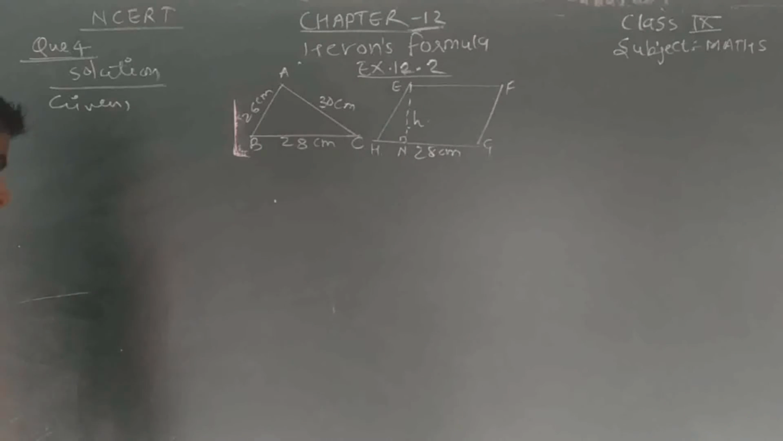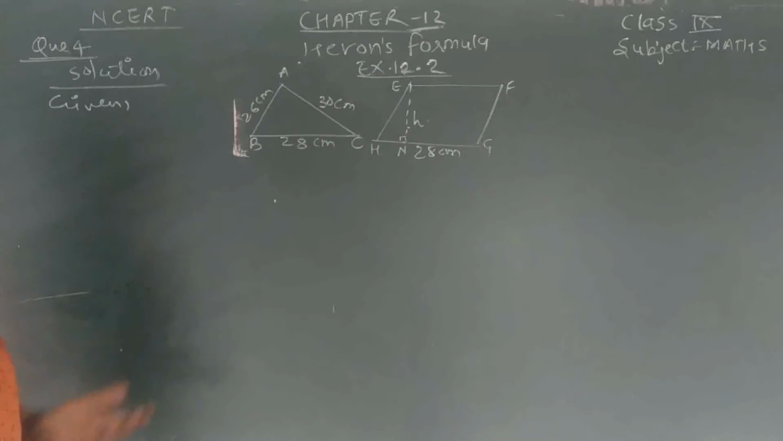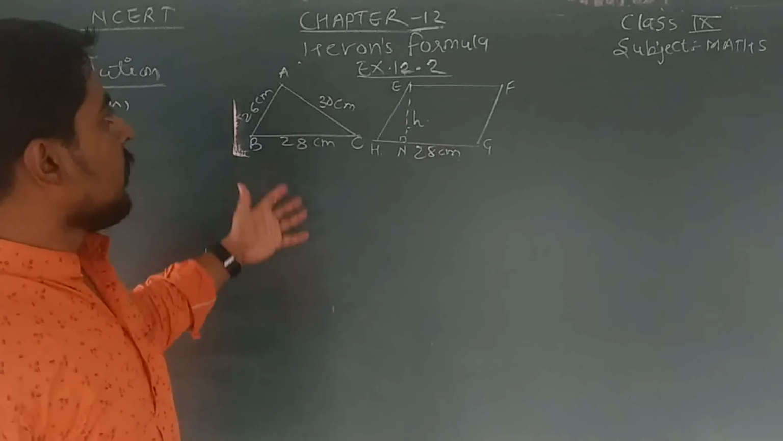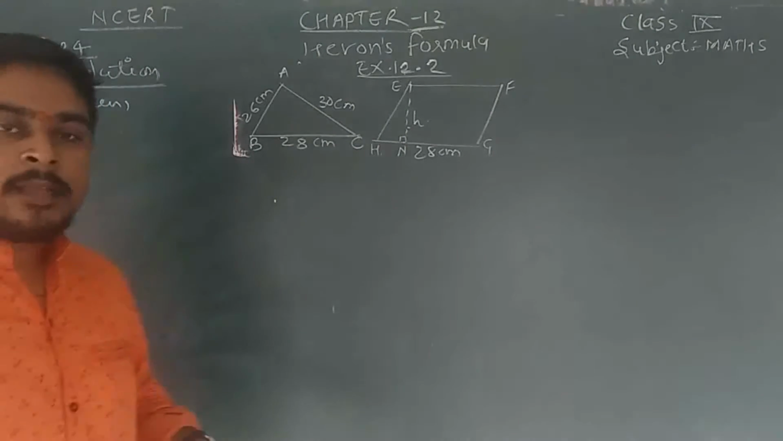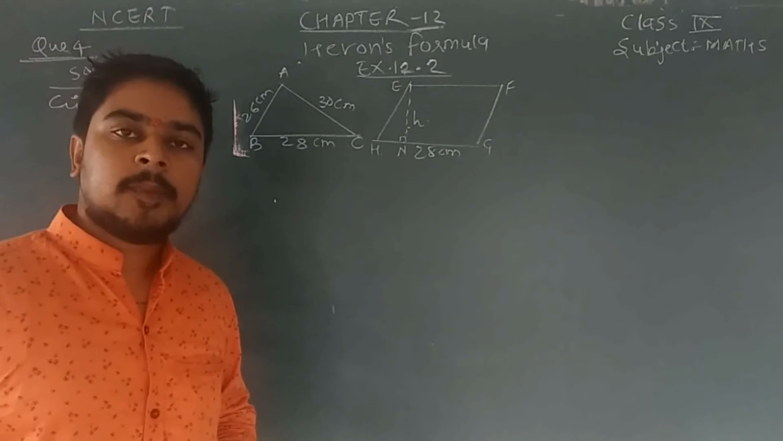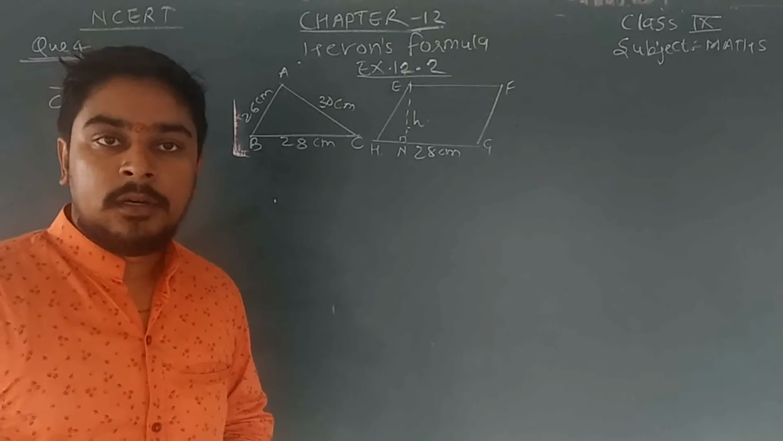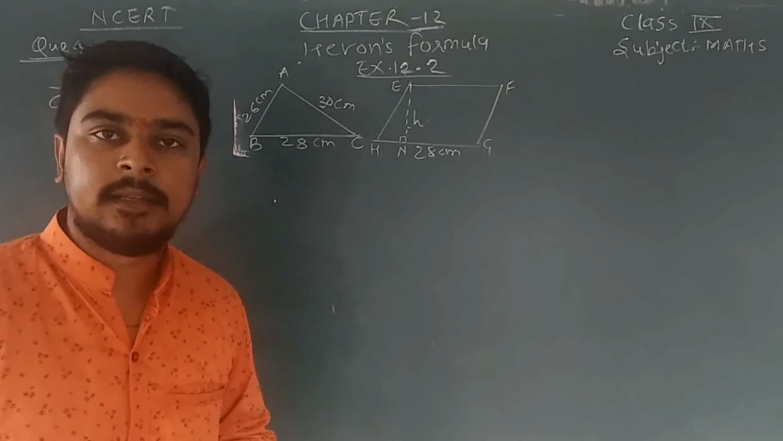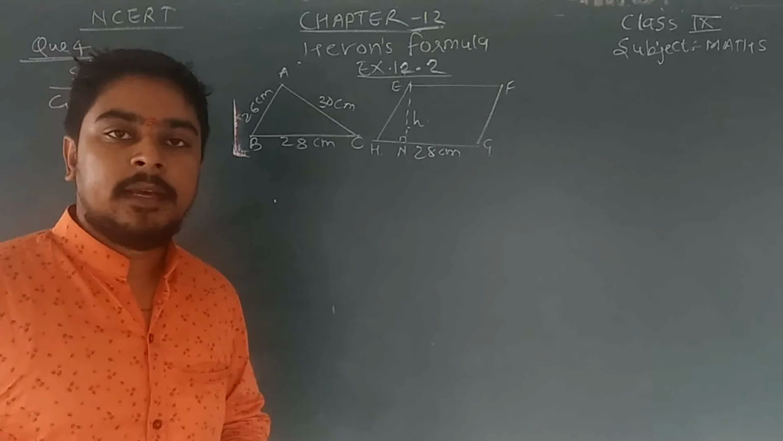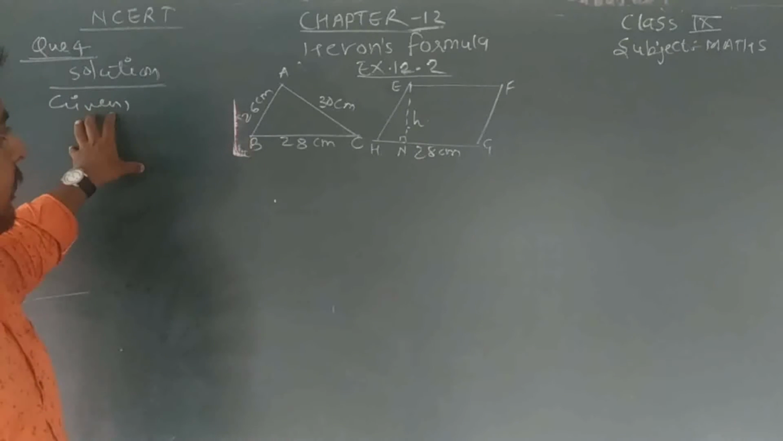Good morning, students. Today we will see question number 4 of our chapter number 12, Heron's Formula, class 9, subject maths. In the last lecture, we solved question number 2. Now, you have to do question number 3 by yourself. If you find any difficulty, then I will explain to you. Now we are looking at question number 4 and its solution.